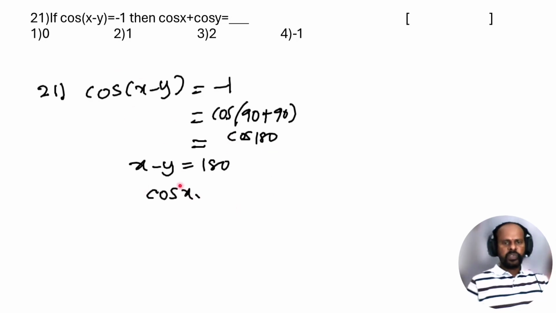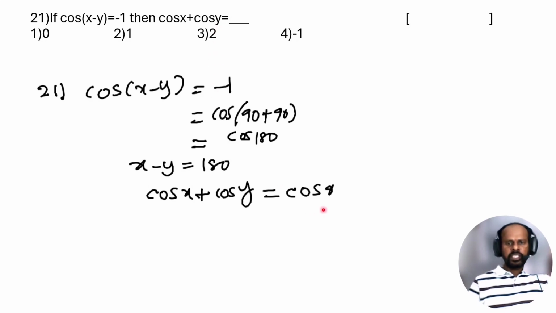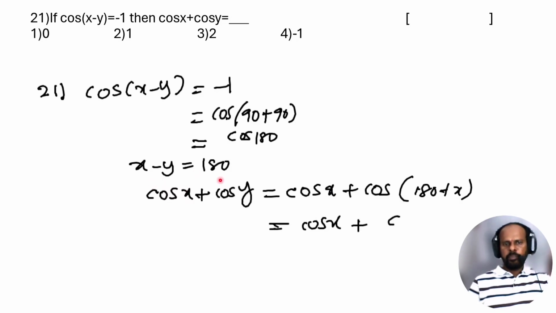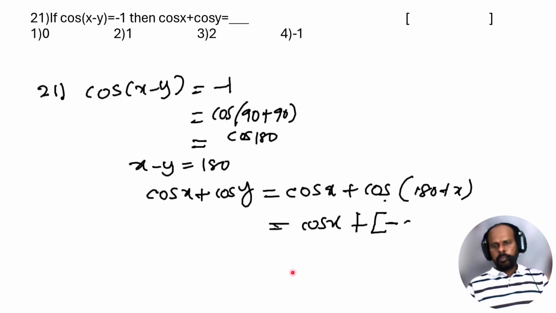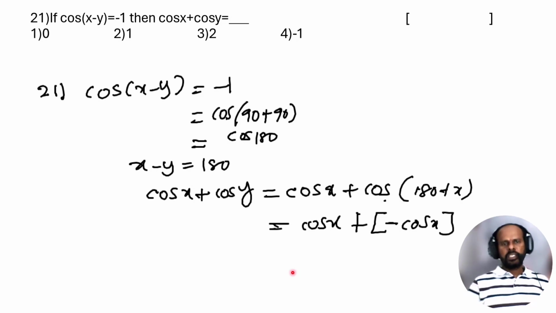Then the question asks for cos x plus cos y. Cos x I write as it is, and in the y place we write 180 plus x. So it becomes cos x plus cos of 180 plus x, which is minus cos x. Minus cos x and plus cos x cancel, so this is 0.